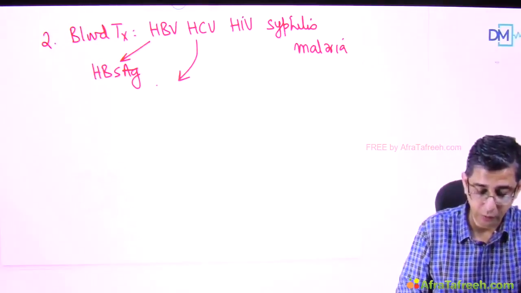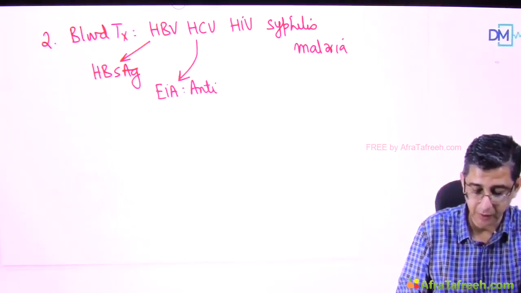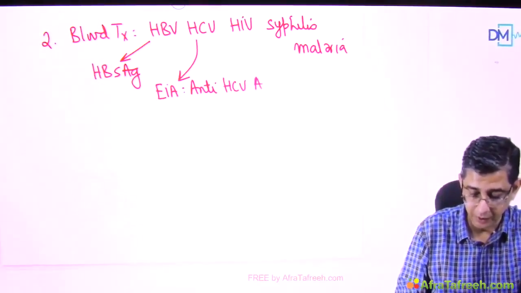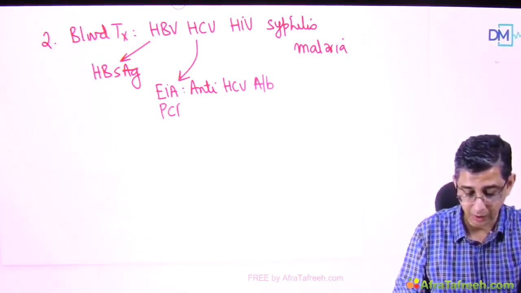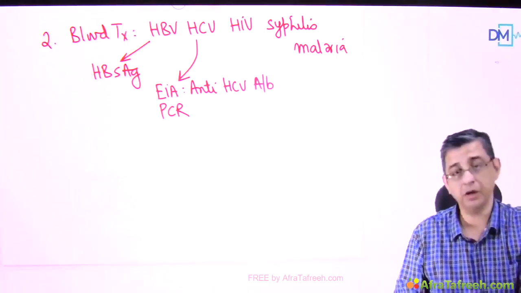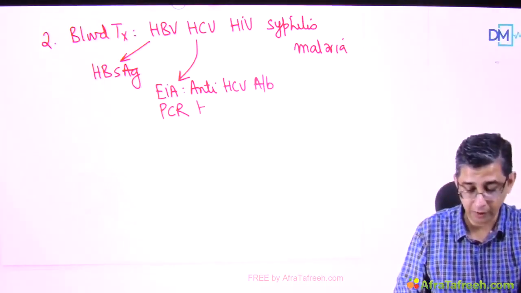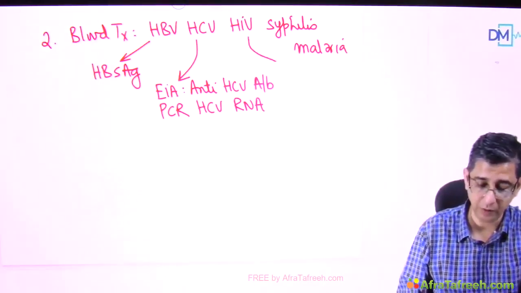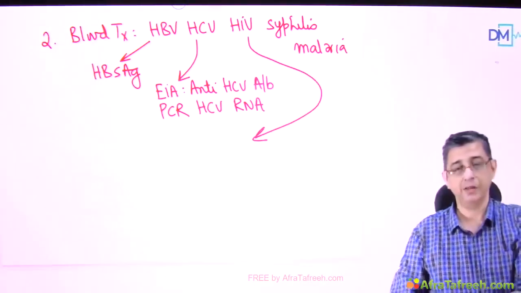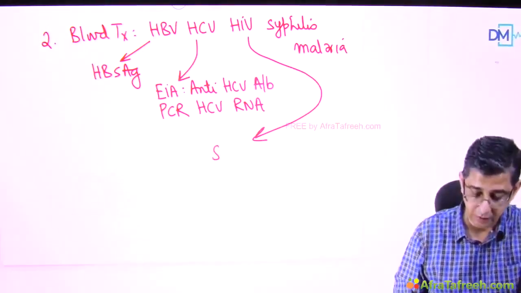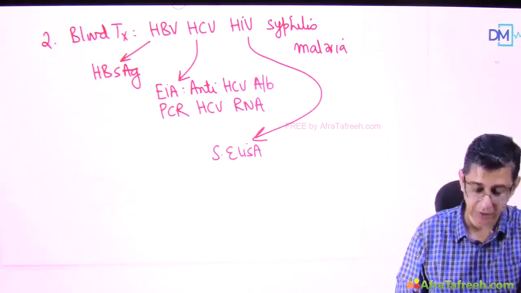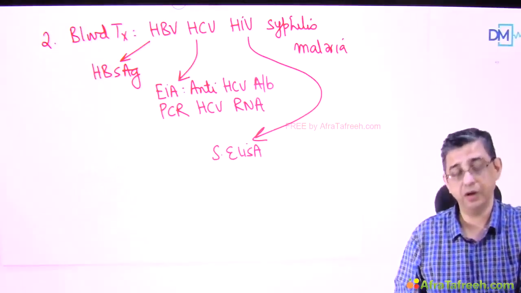Then for hepatitis C, you will be doing an EIA, enzyme immunoassay, anti-HCV antibody. But the problem is that this antibody will take some time to appear. So if a person had a sexual contact or did needle sharing via IV drug use, for early identification, the test you can use is PCR HCV RNA. So you would expect your blood bank officer to be using both the tests, that is EIA and PCR, to identify hepatitis C. For HIV, we now have a fourth generation ELISA test which can become positive fairly early.